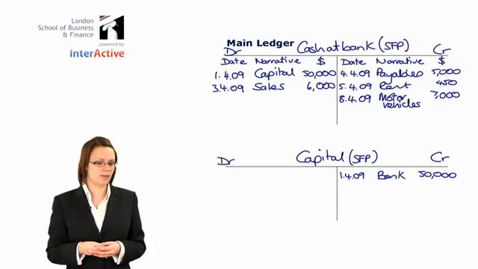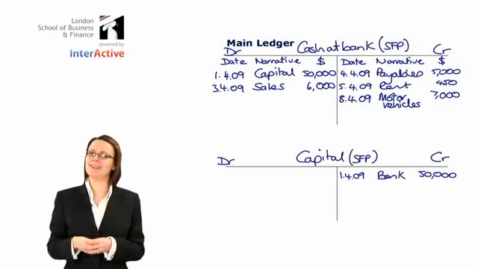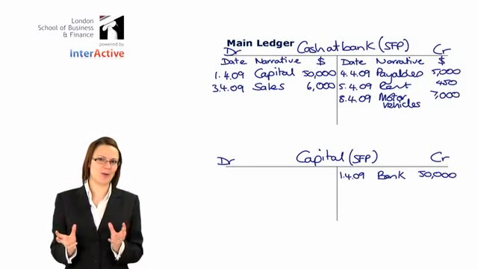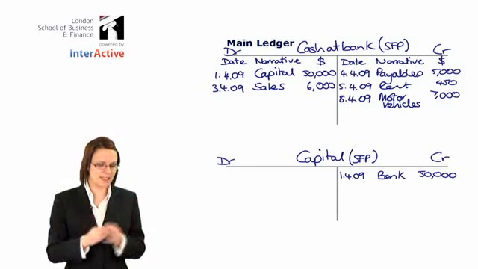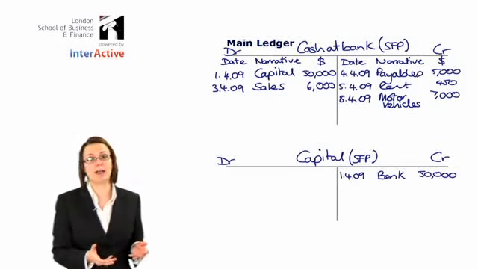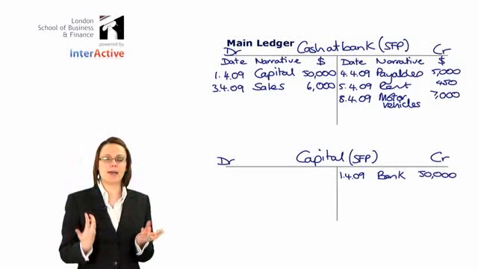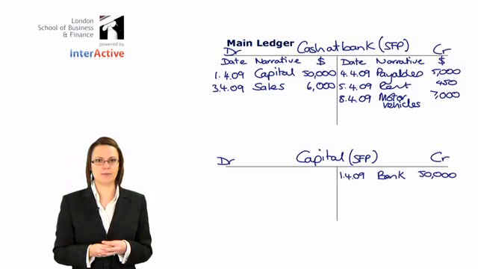So, looking at the main ledger now that we've just completed for George, what we need to do is balance the accounts. And for this, you're going to need a ruler, okay, because we like things to be nice, neat, and presentable. Now, you can see then, let's start with the cash at bank account. We can see that there's transactions on both the debit and the credit side.